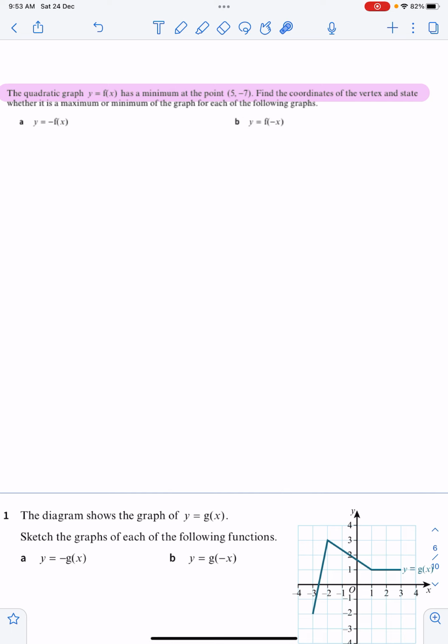If you're reflecting the graph in the x-axis, assume 5 comma negative 7 is this point, and this is a minimum point they've told us. Just drawing a rough sketch. Now if you want to reflect it in the x-axis because of the negative sign outside, it's very evident that you're reflecting it in the x-axis. When you're reflecting it in the x-axis, this turning point, which is 5 comma negative 7, is going to go on to 5 comma positive 7.